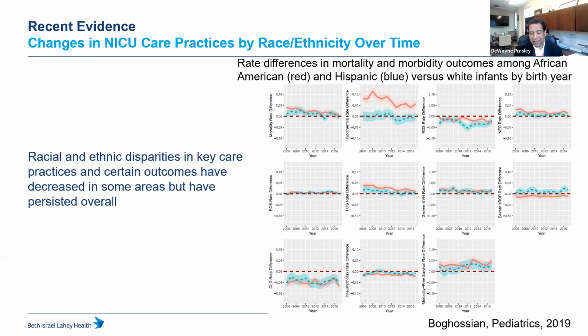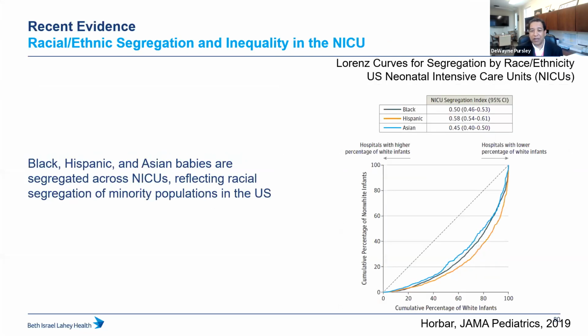Next slide, please. Jeffrey Horbar and colleagues sought to determine the extent of segregation in the care of very low birth weight and very preterm infants across more than 700 US NICUs over 3 years, again using Monitor scores. Segregation here is the uneven distribution of race and ethnicity across NICUs. And inequality is the concentration of racial and ethnic groups in lower quality NICUs.